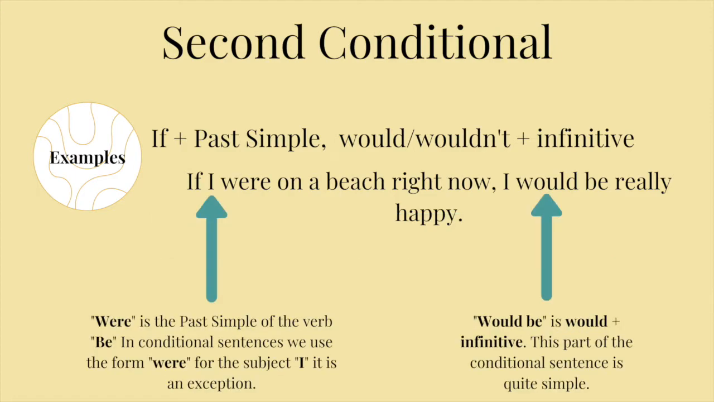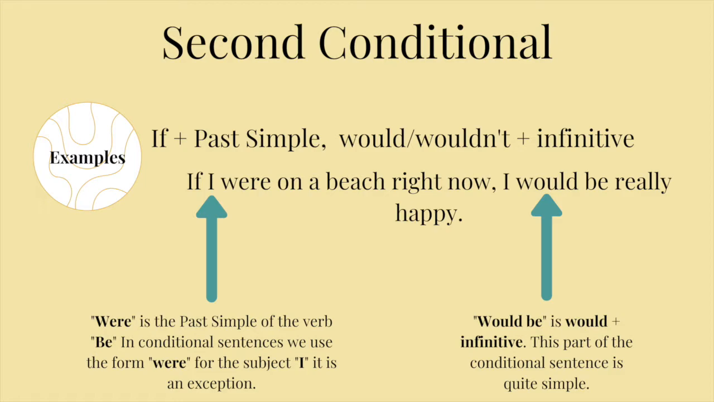Now let's study the sentence a little bit more in some detail. If I were on a beach right now, let's look at that part. Were is the past simple of the verb be. In conditional sentences, we use the form were for the subject I. It is an exception.